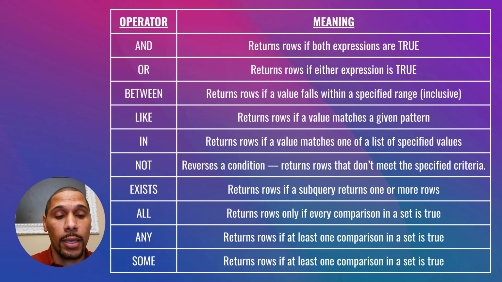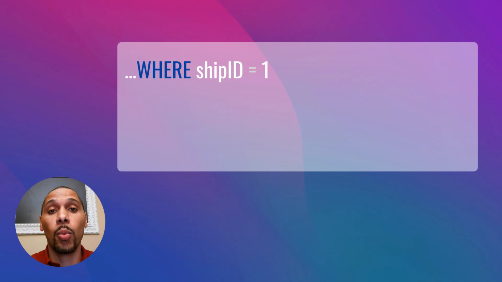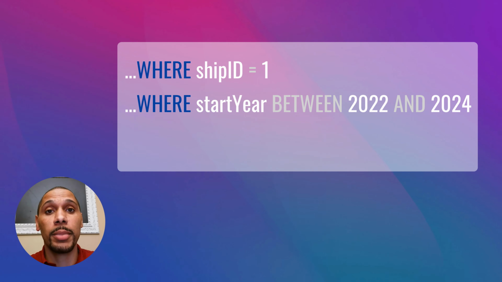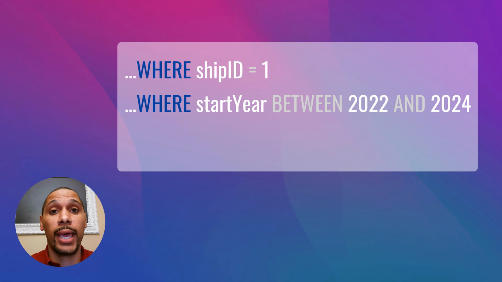So a where clause might say something like where ship ID equals 1, or where start year between 2022 and 2024, or where first name like _r%. Now, those first two might be pretty intuitive, but that last one, not so much. So let's break it down.